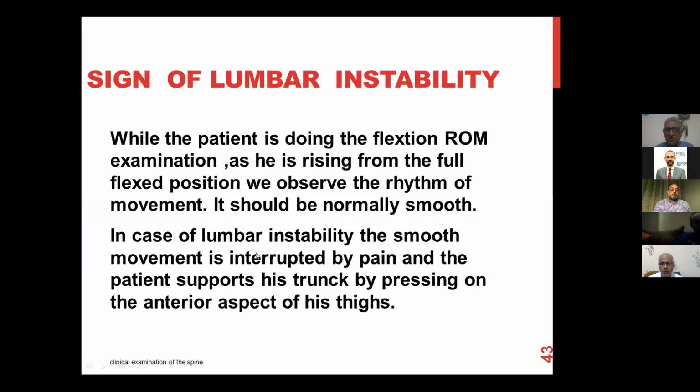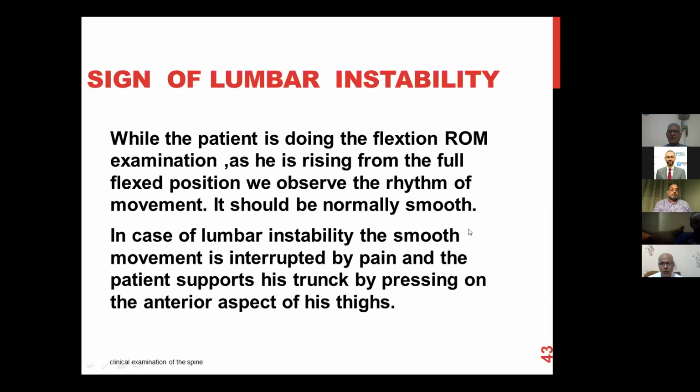While the patient is doing the flexion range of motion examination, the sign of lumbar instability, we look for the normal rhythm of flexion extension of the spine. As he is rising from a full flexion position, we observe the rhythm. It should be normally smooth. In case of lumbar instability, the smooth movement is interrupted by pain, and the patient supports his trunk by pressing on the anterior aspect of the thighs.